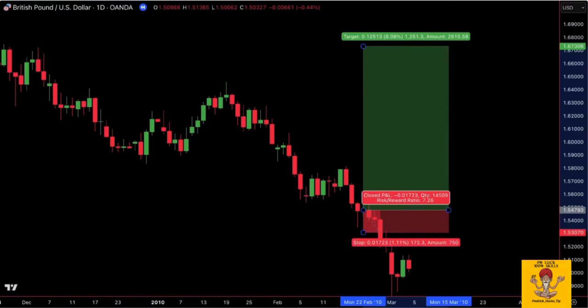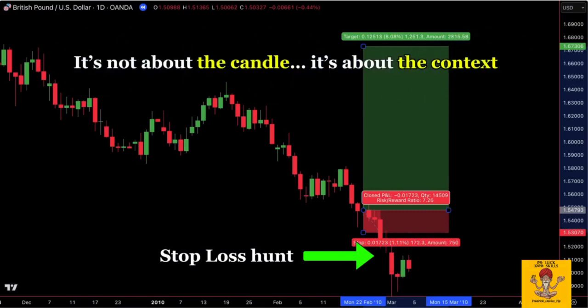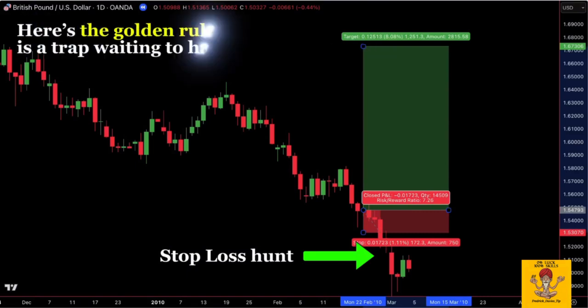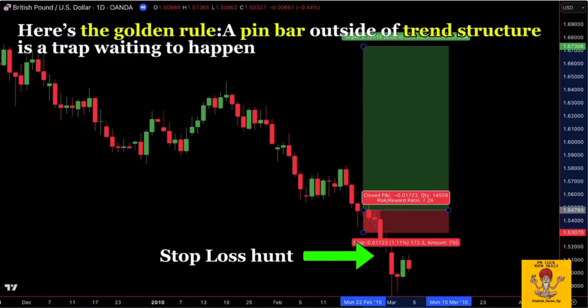Banks use this trap to lure traders into early reversals, trigger stop losses sitting just above or below key pin bar levels, and create liquidity for their real trades. It's not about the candle, it's about the context. And that's how you avoid this trap, by understanding trend structure. Here's the golden rule. A pin bar outside of trend structure is a trap waiting to happen.